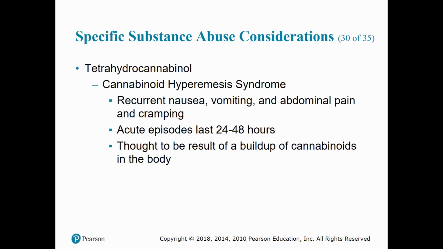Cannabinoid hyperemesis syndrome is experienced by chronic cannabis users who report recurrent nausea, vomiting, and abdominal pain and cramping. A hot shower or bath can reduce the symptoms temporarily. Cessation of the use of cannabis will likely fully eliminate the symptoms. Acute episodes of the syndrome typically last for 24 to 48 hours. However, it can potentially take months to resolve completely after stopping cannabis use.